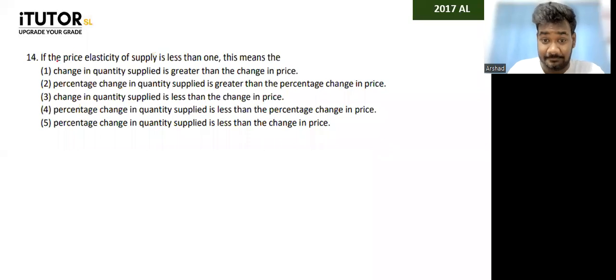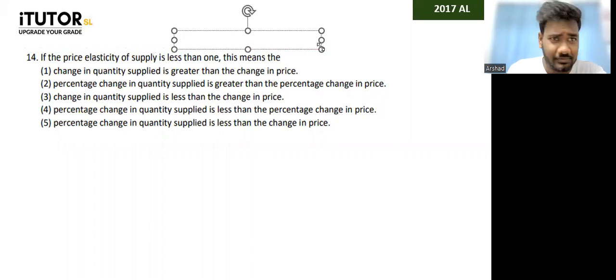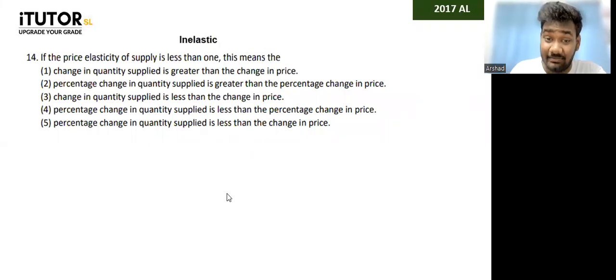Final few questions, very direct. Price elasticity of supply is less than 1. This means PES is less than 1. Elastic or inelastic, quickly. PES is less than 1. Less than 1 means inelastic, not elastic, right? So inelastic means what? When the price changes, QS changes by a lesser proportion. The change in quantity supplied is lesser. It changes in lesser proportion than the change in price. That is what inelastic means.